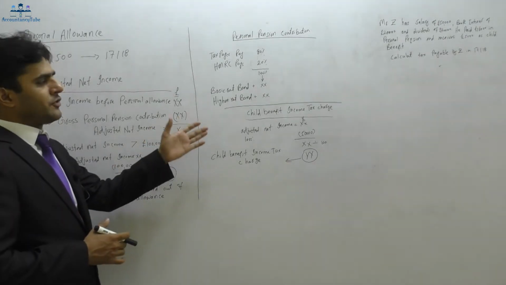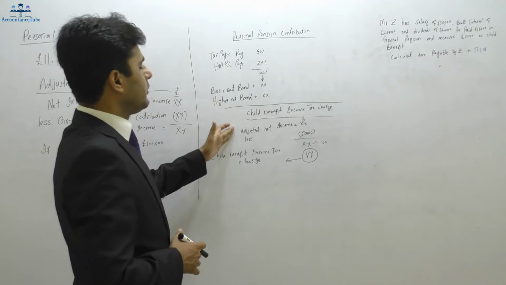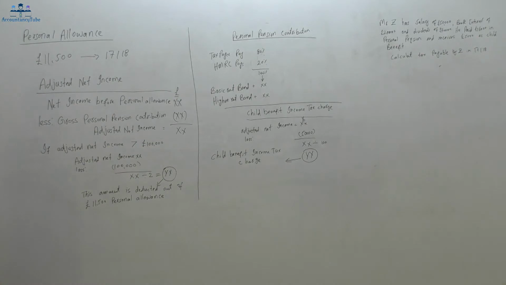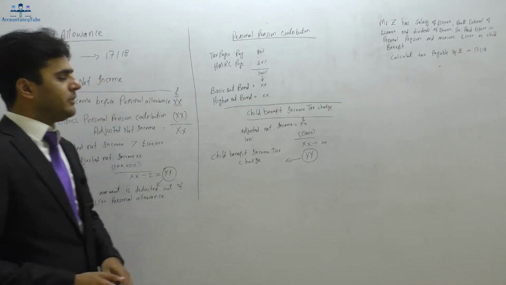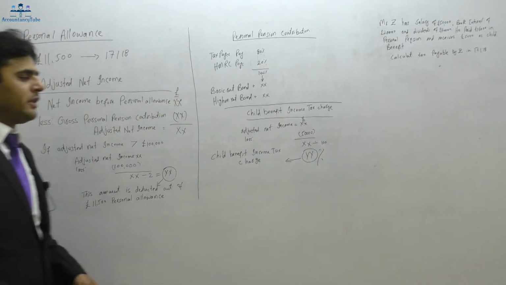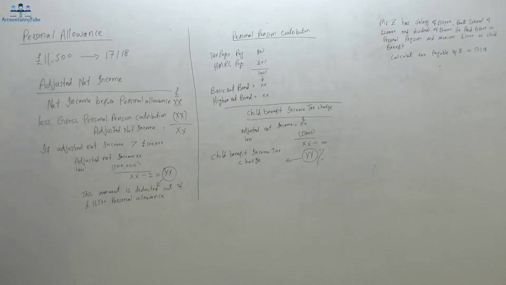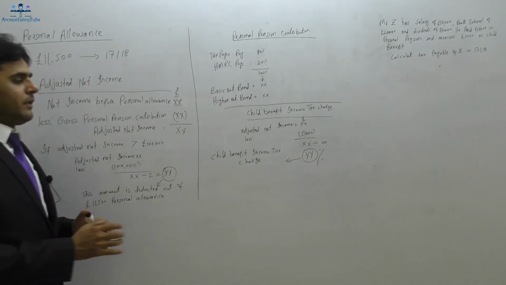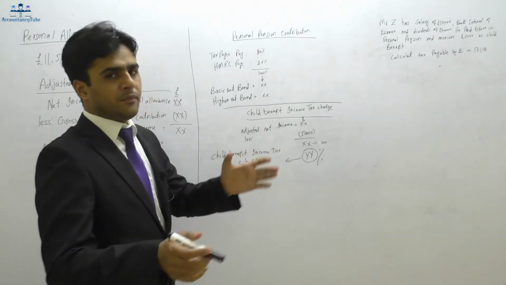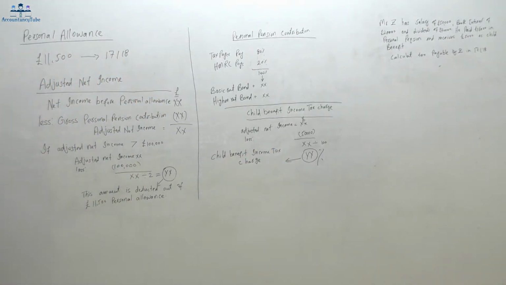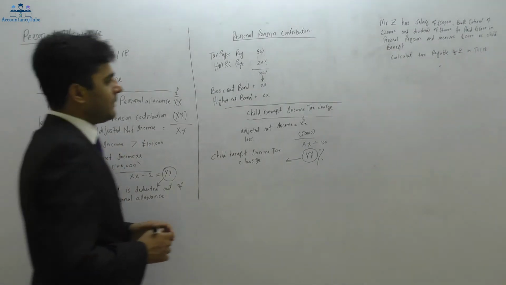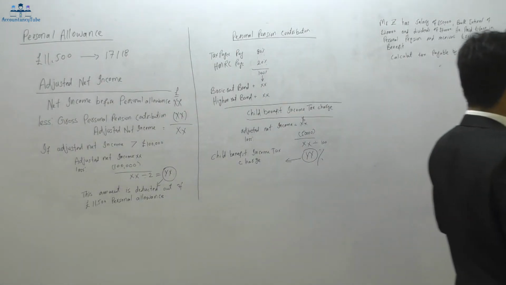Anyway, how to calculate the child benefit income tax charge? You will have to take the adjusted net income and deduct the £50,000 threshold out of it. Whatever the amount is, we will have to divide that by the percentage basically. So that is the percentage. Whatever this percentage is, that will be applied on the child benefit itself. Say for example, child benefit is £5,000 and this percentage is 50%. So 50% of 5,000 will be the child benefit income tax charge. All right. So basically that's how we calculate the child benefit income tax charge.